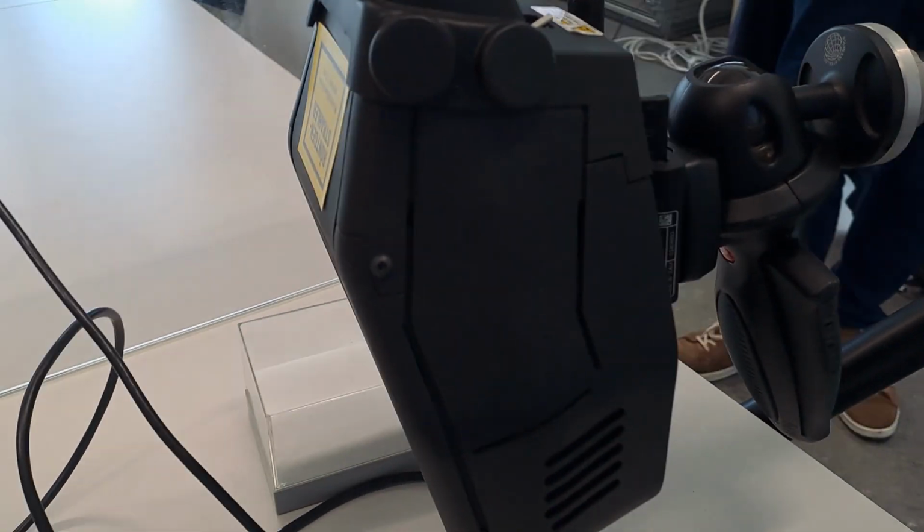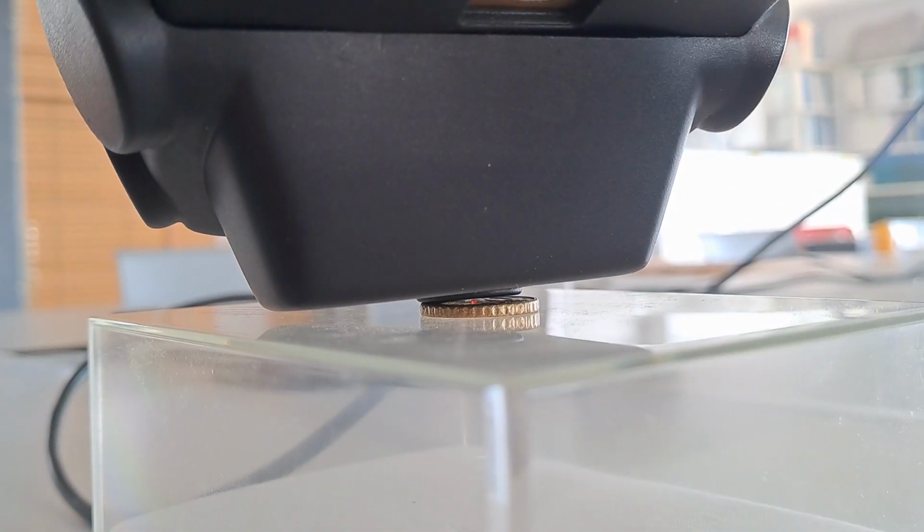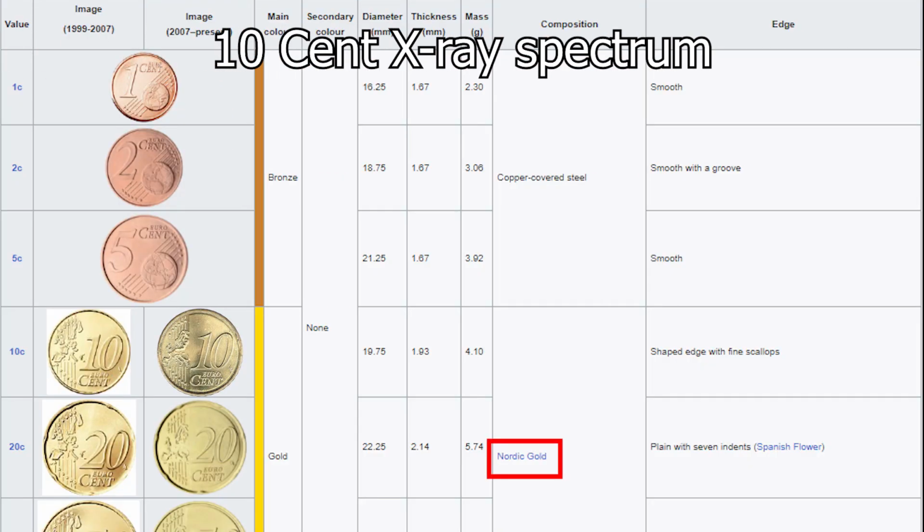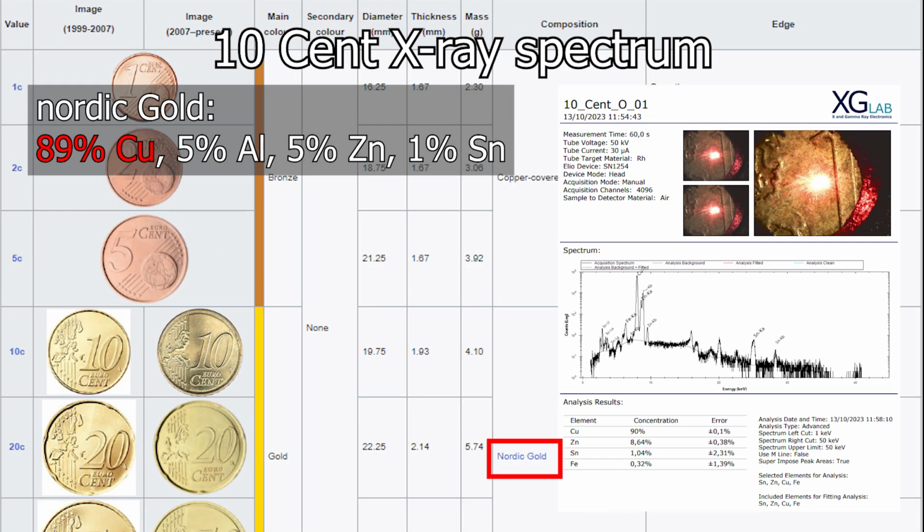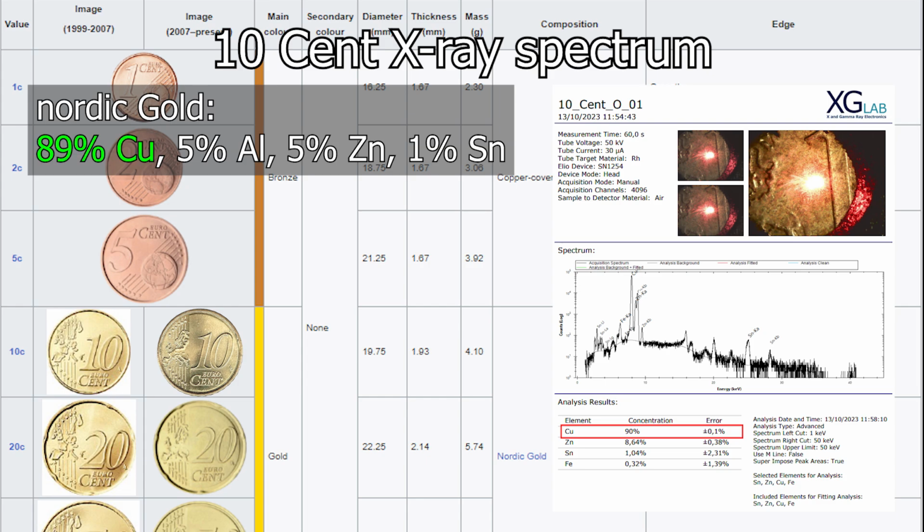Now onto the application of modern coins. What's actually inside of a 10-cent coin? It's Nordic gold. 89% copper. Yes. 5% aluminium. We'll get to that in a moment. 5% zinc. Yes. And 1% tin. That fits too. Even surprisingly well, to be honest.